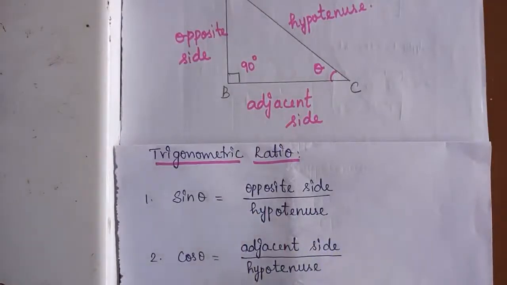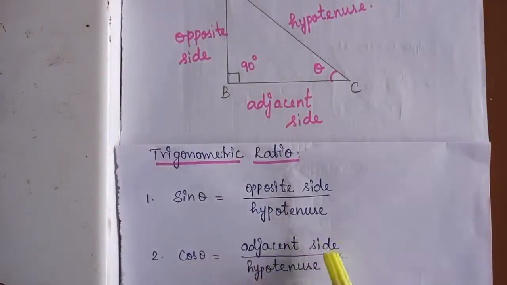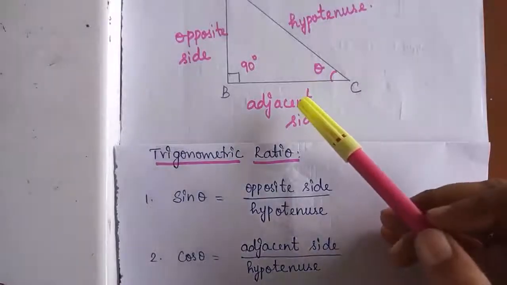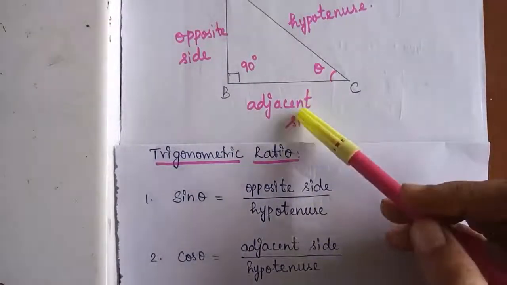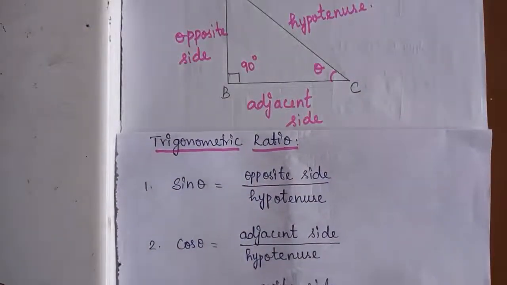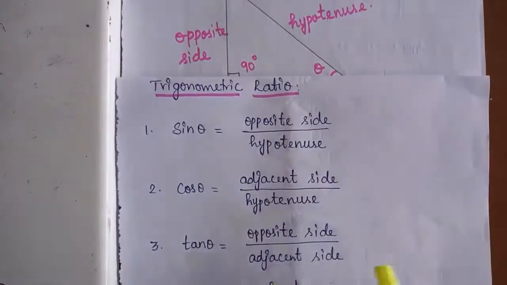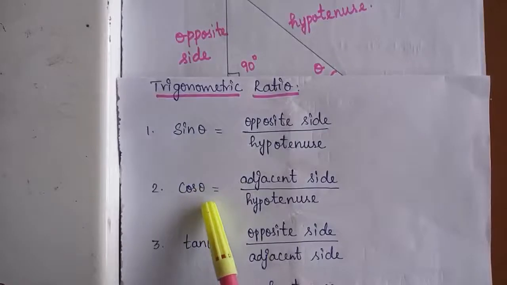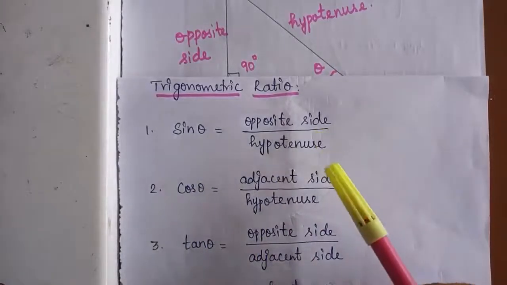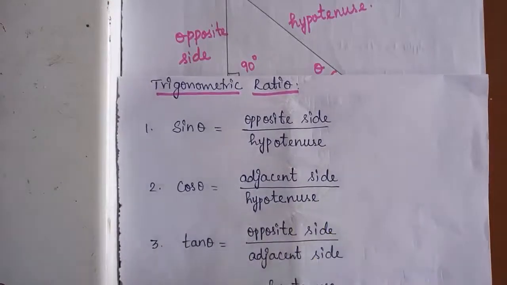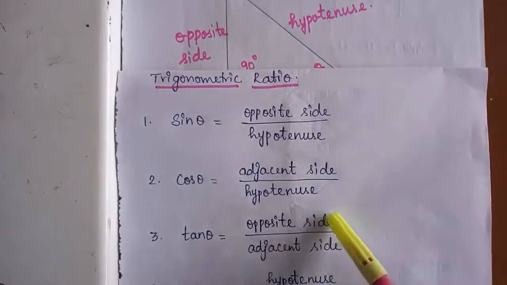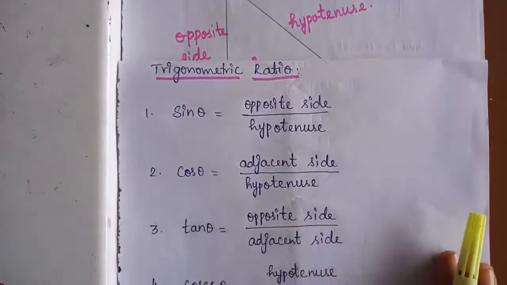Next is cos theta. Cos theta is equal to adjacent side by hypotenuse. For finding the cos theta value, you have to use the formula adjacent side by hypotenuse. And tan theta is sin theta by cos theta. So opposite side by adjacent side, as the hypotenuse gets cancelled. So tan theta is equal to opposite side by adjacent side.